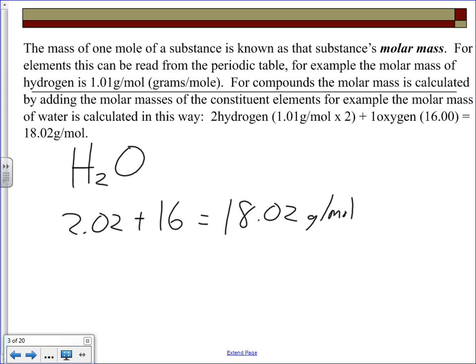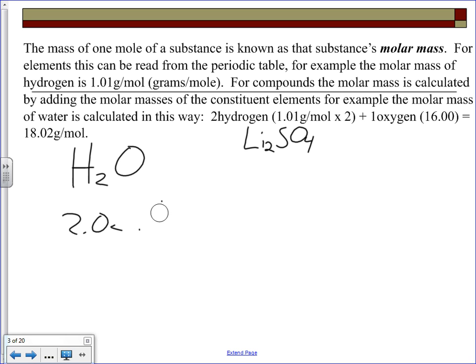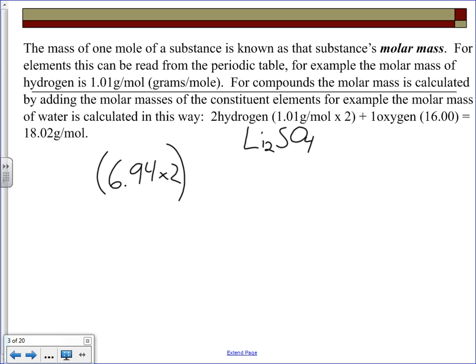What if I have instead, let's say, lithium sulfate? Same process? Yeah, it's still the same process. How many lithium are there? 2. So the molar mass of lithium is 6.94 grams per mole. You can double check it, but I'm pretty sure that's what it is. And how many lithium are there? 2. So I go 6.94 times 2. That takes care of my lithium.